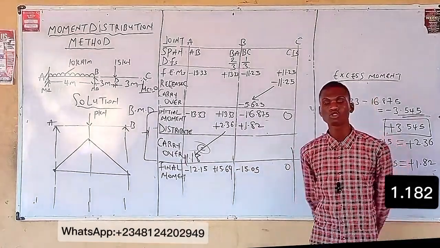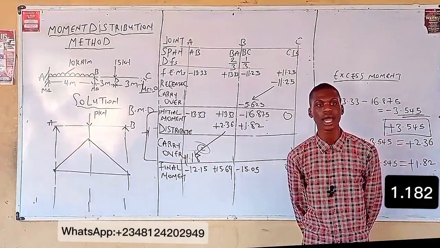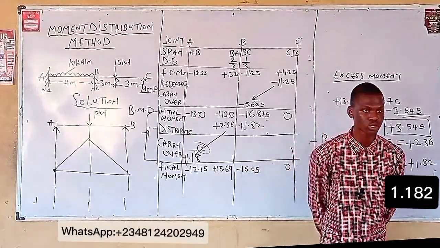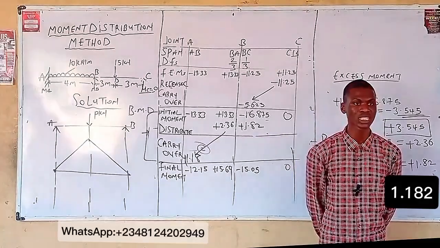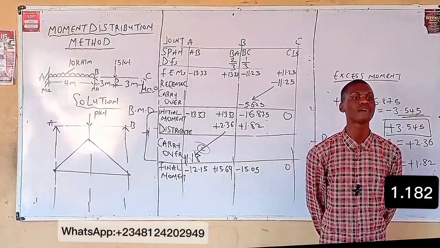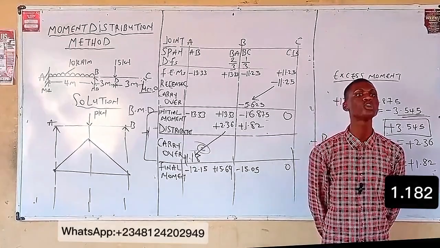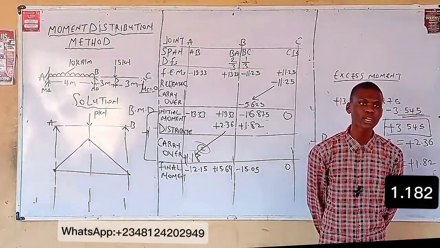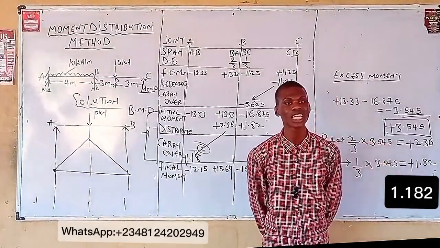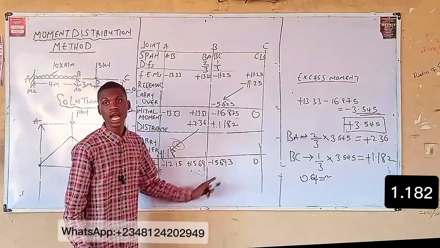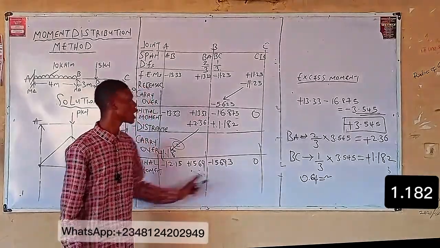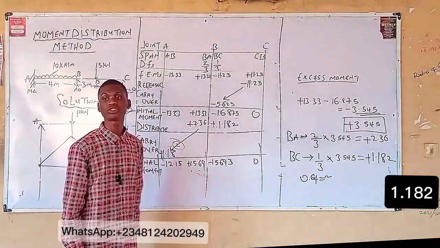To back up what I said earlier, I said you won't distribute only if the value at your intermediate support is equal, meaning you have 0 there. You won't distribute only if the value at your intermediate support is equal to 0. Now check. I've got to my final moment. Now up to this final moment, distribute.